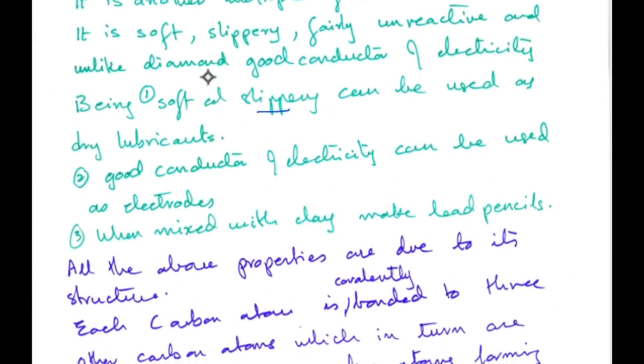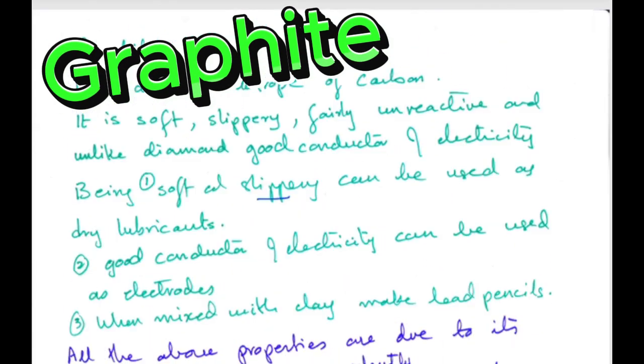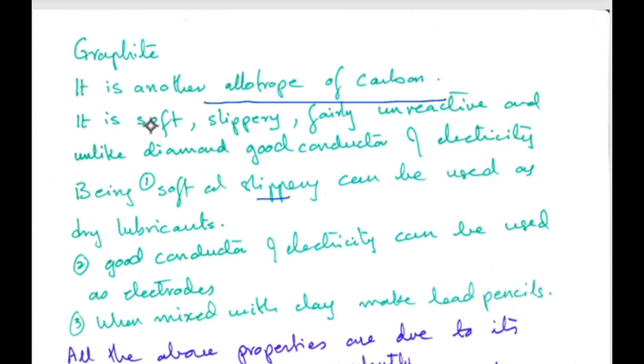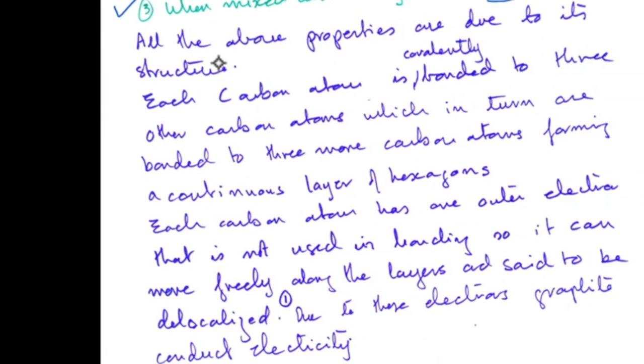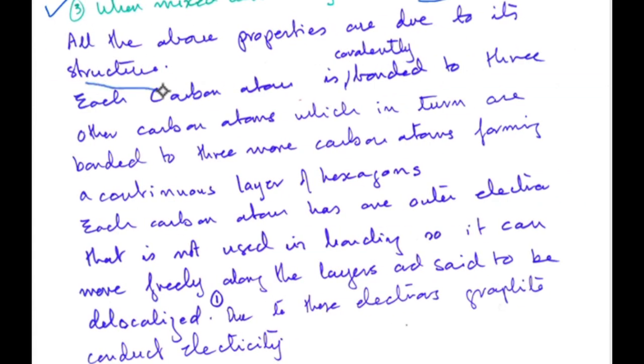Now we come to the structure of graphite, the other allotrope of carbon. It is soft, slippery, fairly unreactive, and unlike diamond, a good conductor of electricity. Being soft and slippery, it can be used as a dry lubricant. Having free electrons, it can conduct electricity, and when mixed with clay, it makes lead pencils. All the above properties are due to its structure.